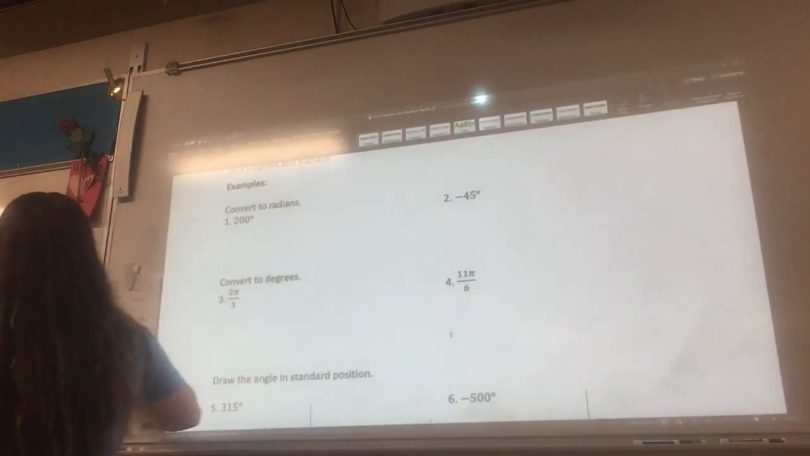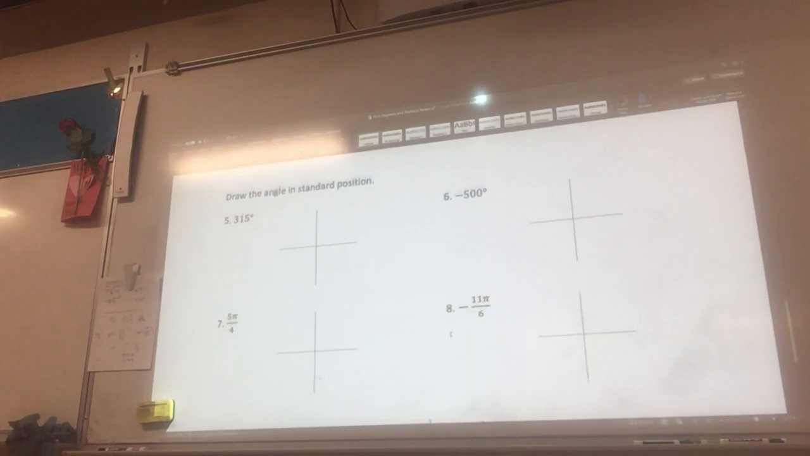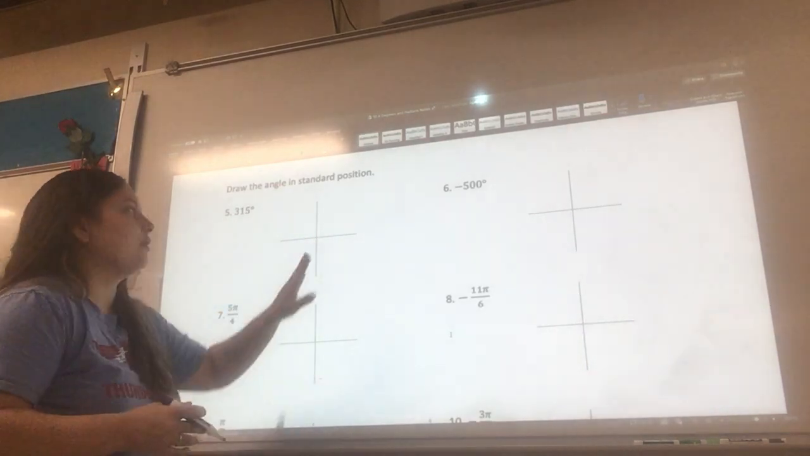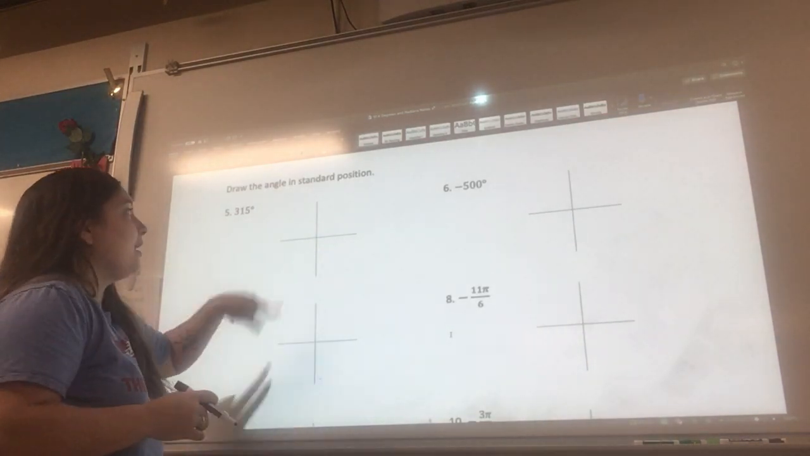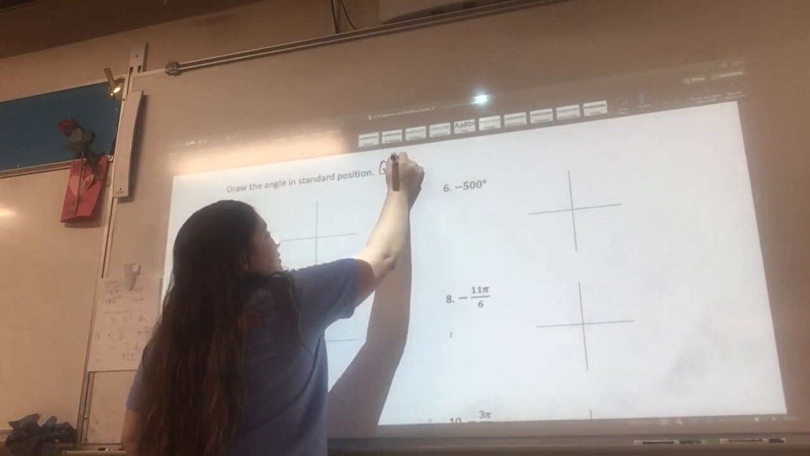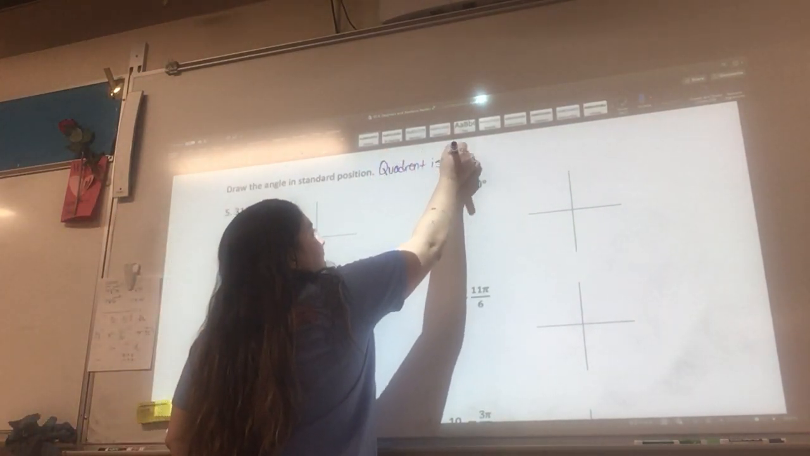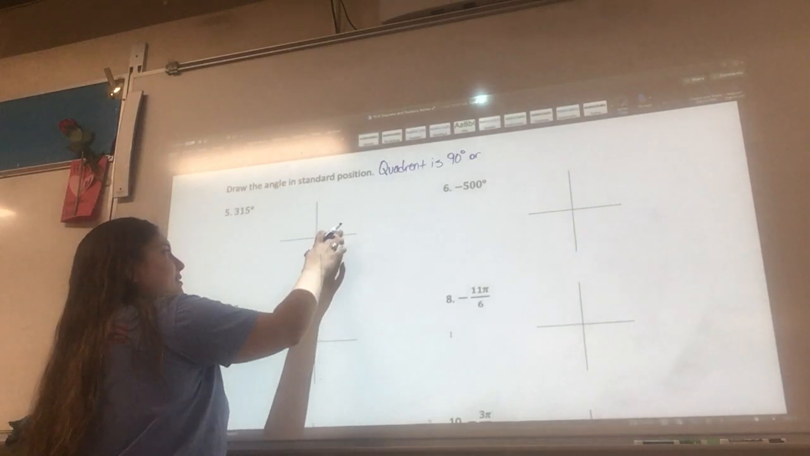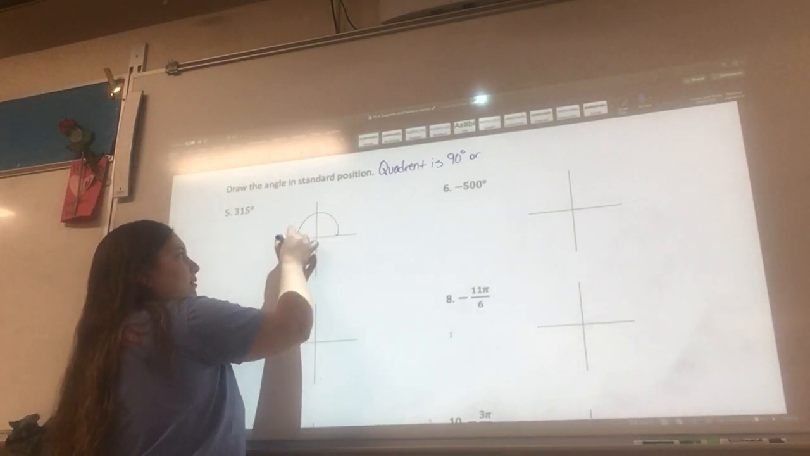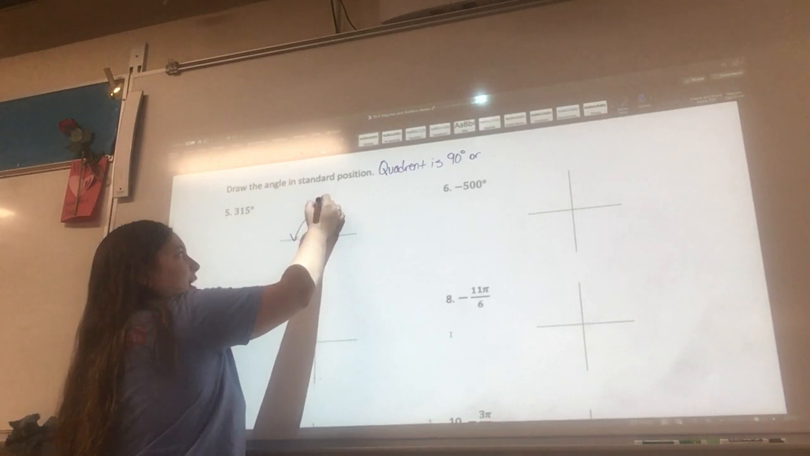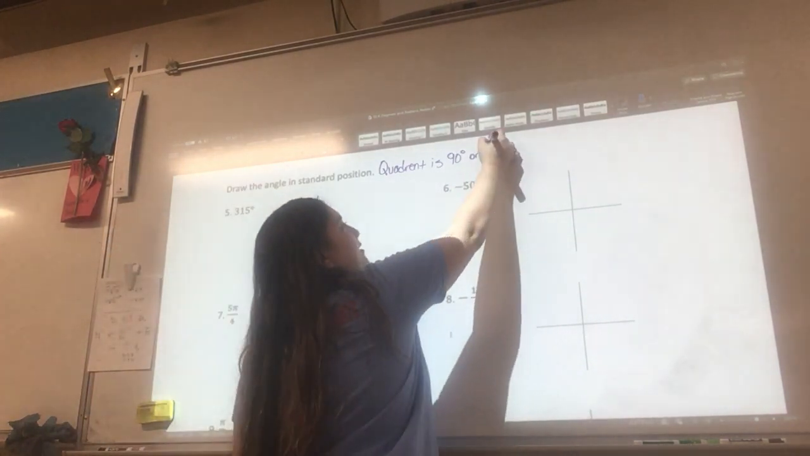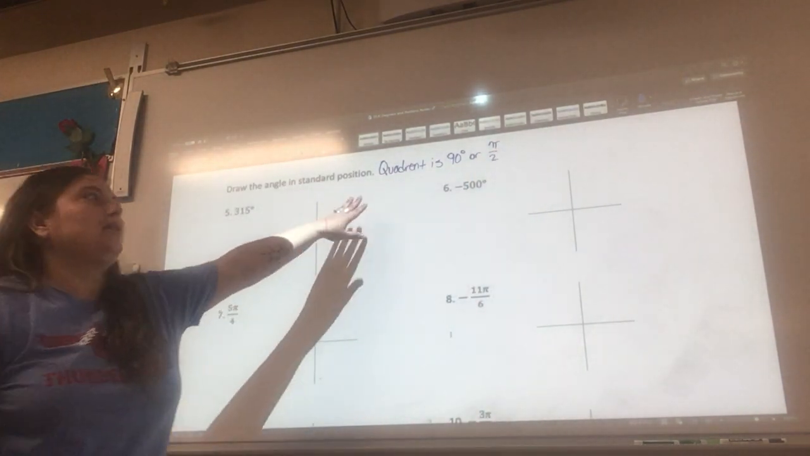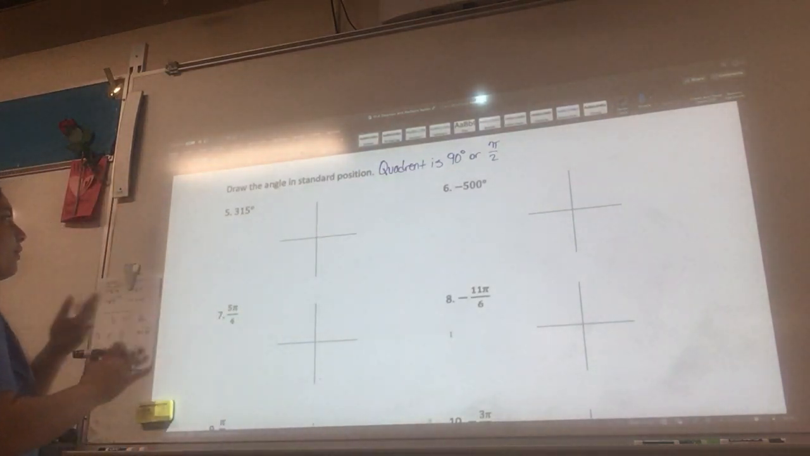Now we're going to get into drawing angles in standard position. To do that, we need to understand that this is a representation of a circle, quadrants 1, 2, 3, and 4. We should remember that a quadrant is 90 degrees. And if 180 degrees is also pi, then a quadrant is half of pi, so pi over 2. So a quadrant is 90 degrees or pi over 2. That'll help us out in the long run.